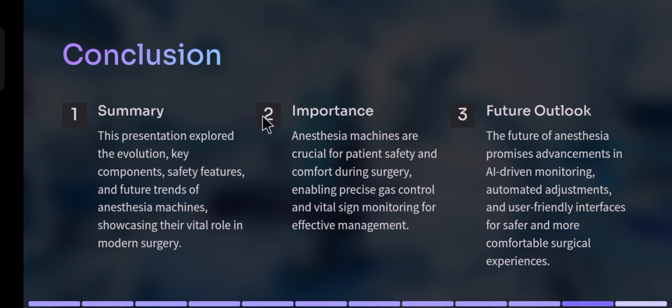2. Importance. Anesthesia machines are vital for patient safety and comfort, enabling precise control over gas delivery and continuous monitoring of vital signs. 3. Future outlook. Future advancements may include AI-driven monitoring, automated adjustments, and user-friendly interfaces, promising safer and more comfortable surgical experiences.